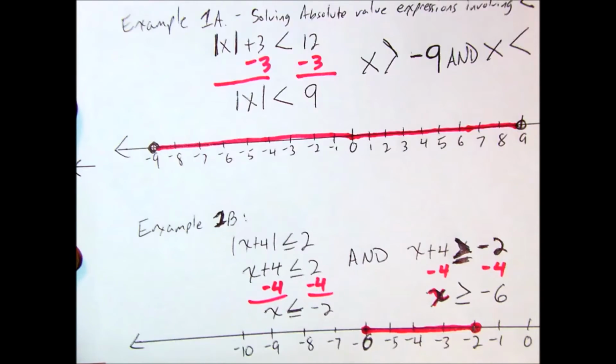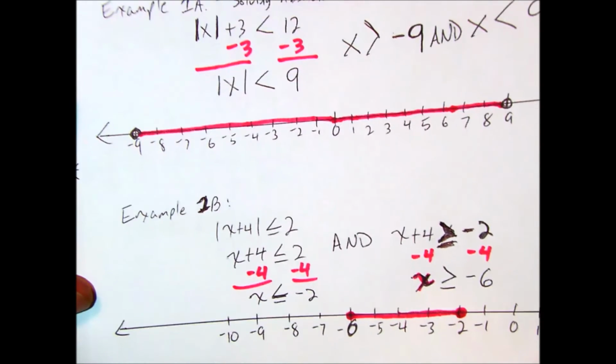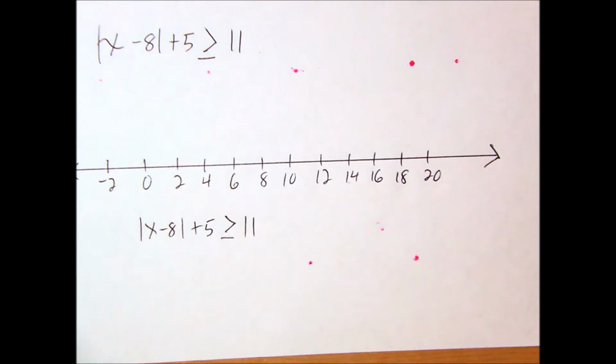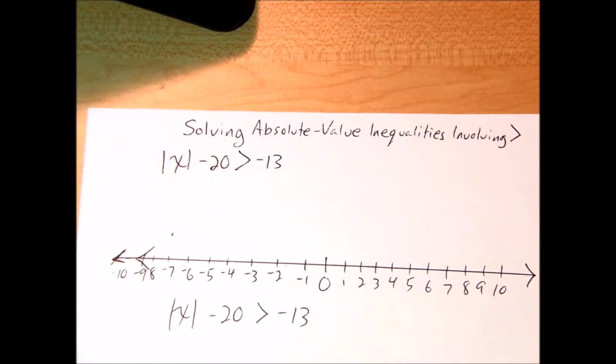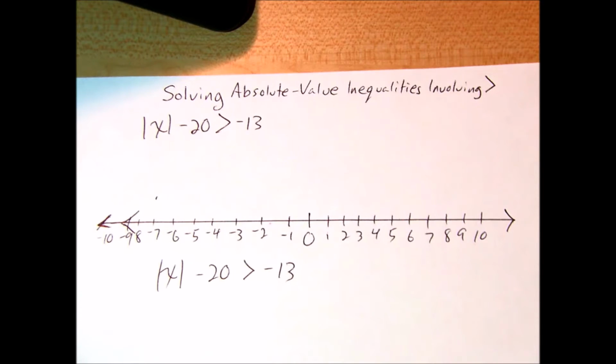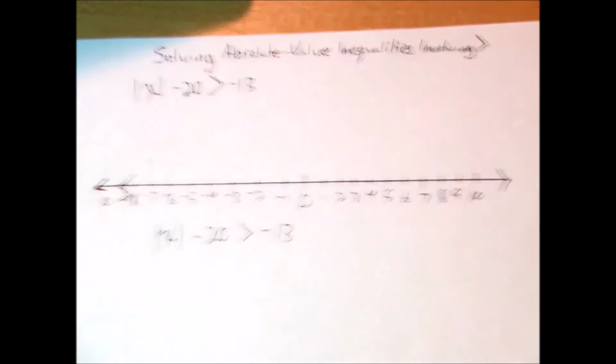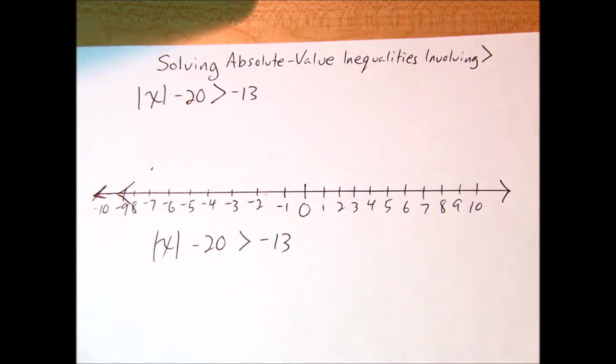Okay, so moving on. So if we have an absolute value where we're working with the greater than sign, so the absolute value expression is greater than some value, we're going to end up with an OR statement.